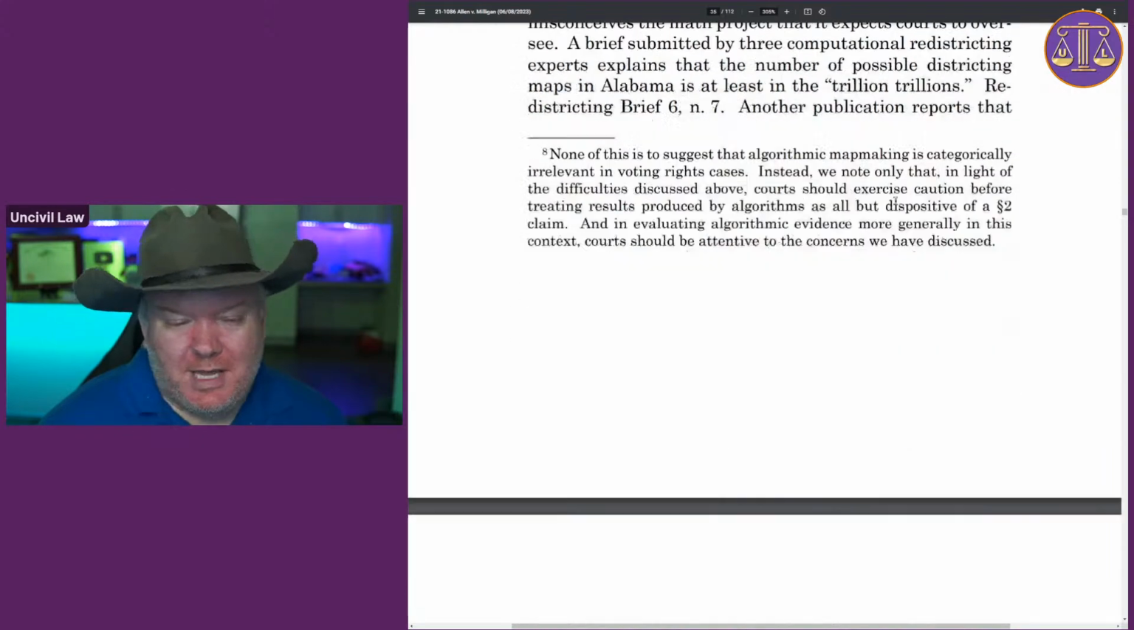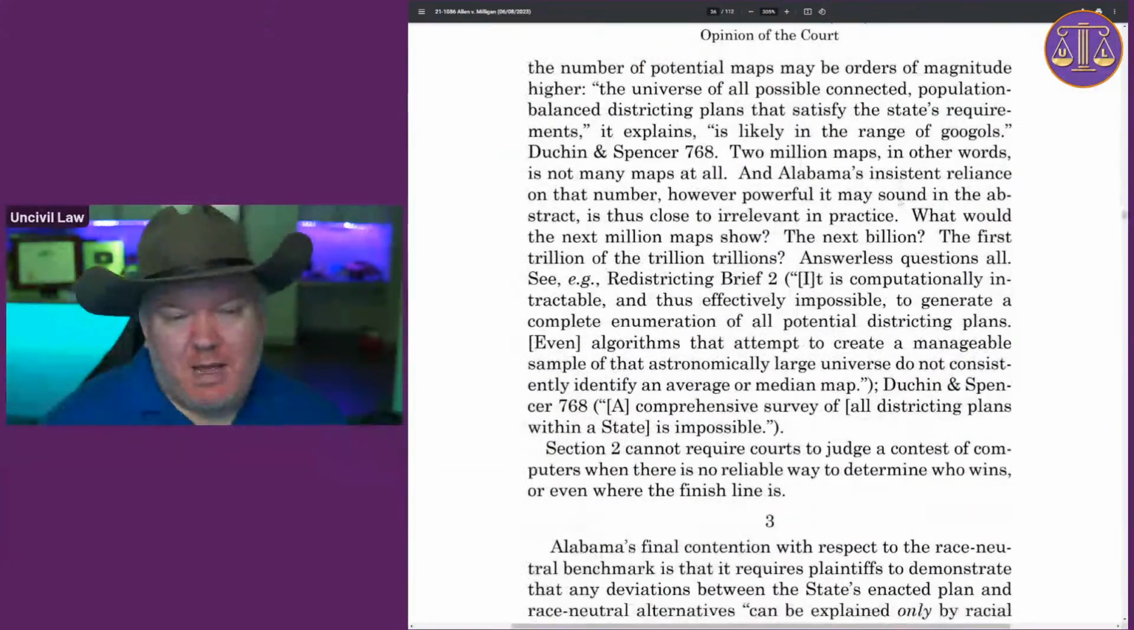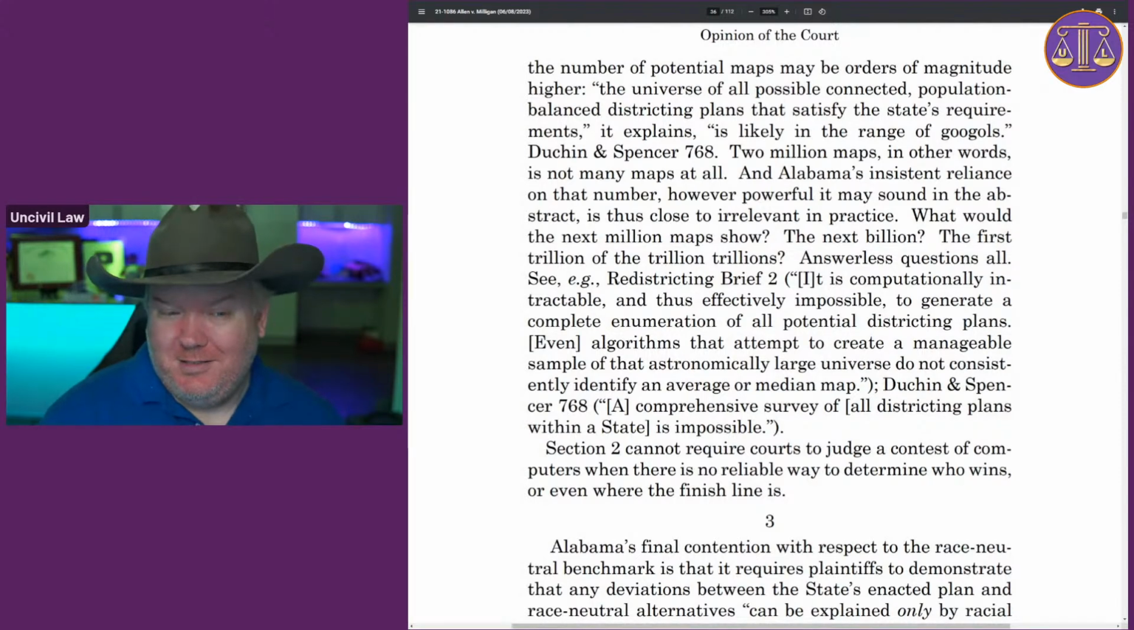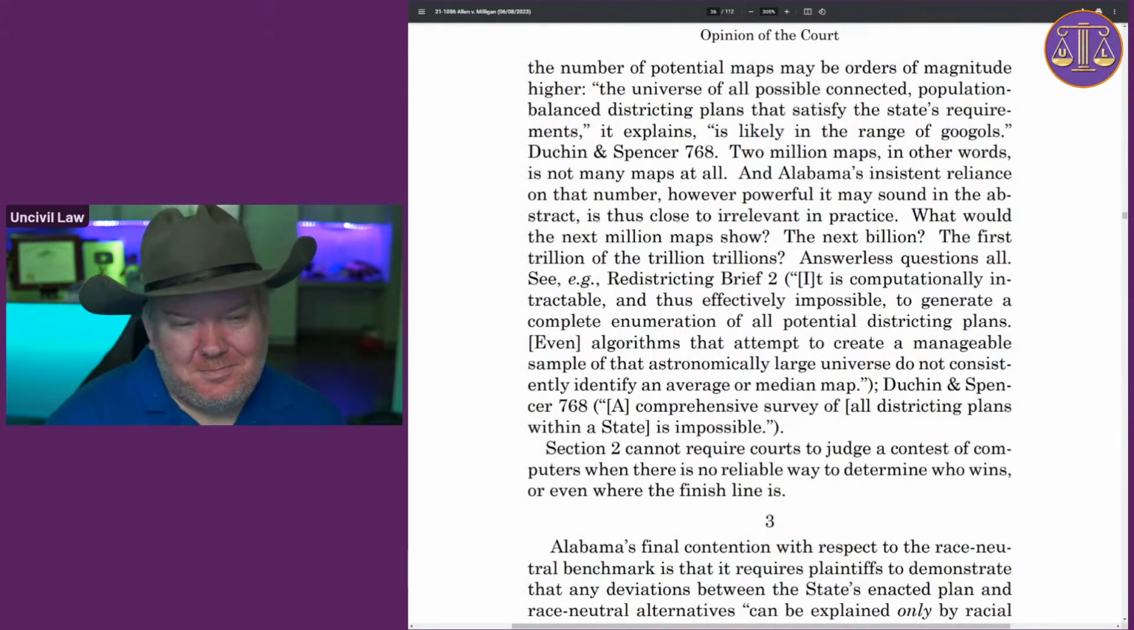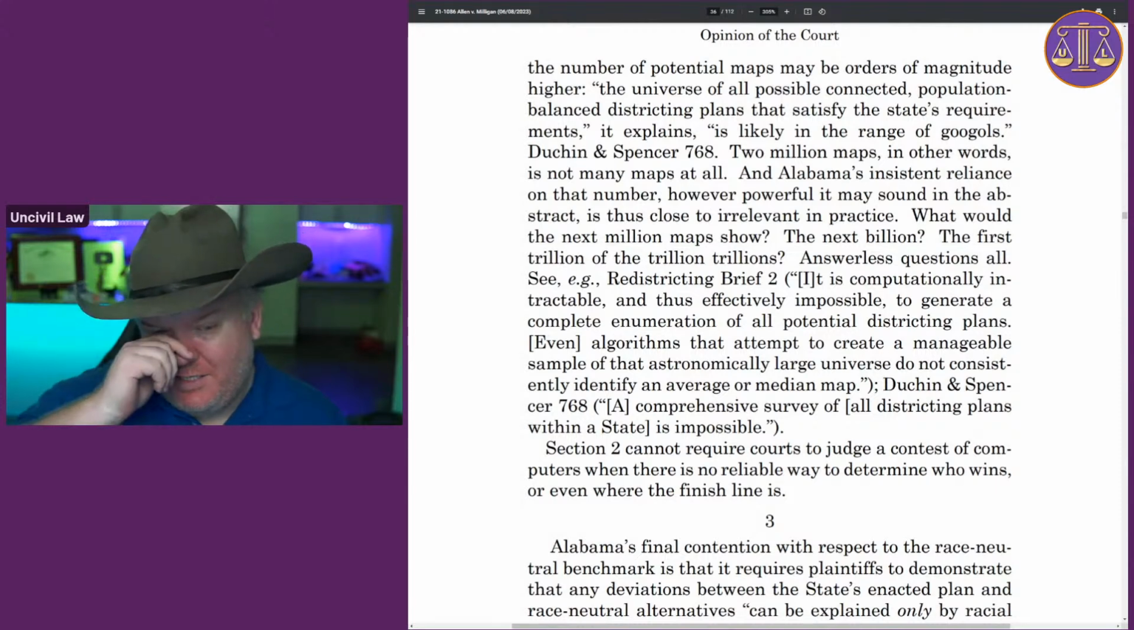Another brief reports that the number of potential maps may be orders of magnitude higher. The universe of all possible connected, population-balanced district maps that satisfy the state requirements is likely in the range of a googol. 2 million maps, in other words, is not many maps at all. And Alabama's insistent reliance on that number, however powerful it may sound in the abstract, is close to irrelevant in practice. What would the next million maps show? The next billion? The first trillion of trillions of trillions?